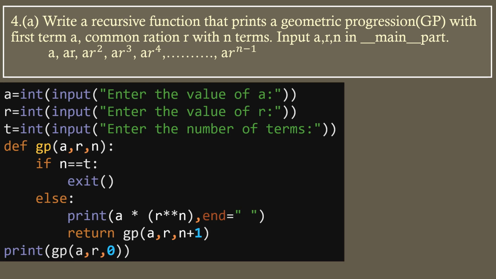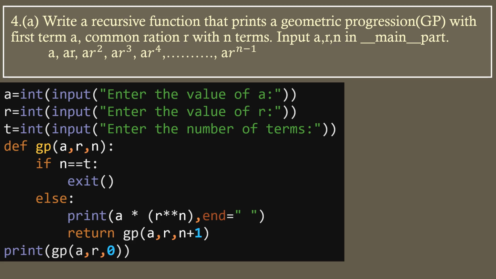The values will be separated by a comma. Okay. So as you can see here, the first term is a, which is nothing but a into r to the power 0. Okay, r to the power 0 becomes 1 and a into 1 is a. The next term is nothing but a into r to the power 1. Next a into r to the power 2. So on like this. Okay, so we'll do it like this.